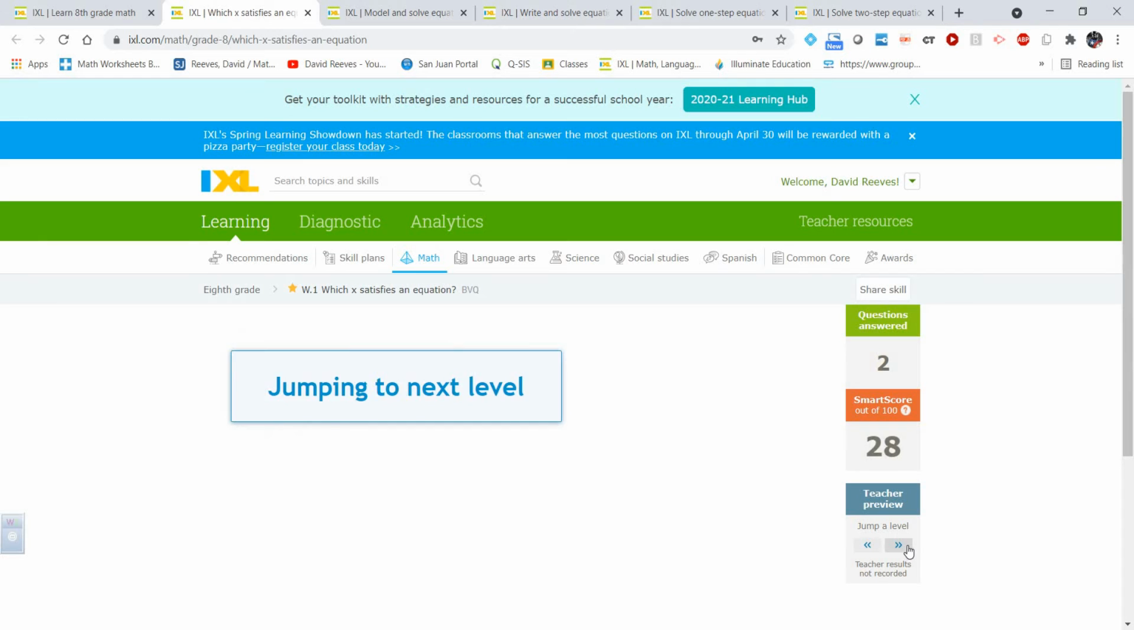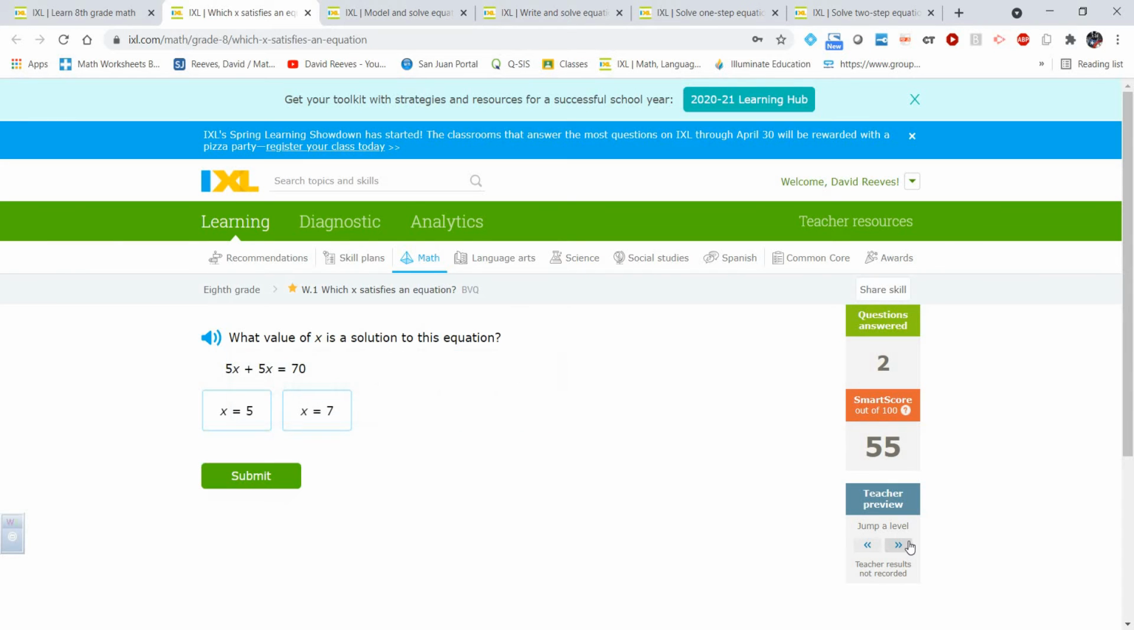All right, these ones really don't get any harder. We're just plugging them in here. All right, 5x plus 5x is 70. Now, we do know that we can add 5x plus 5x and get 10x. So 10x is 70, and we get 7, or I could have plugged in 7 and gotten 35 plus 35 is 70. All right, what about this one right here?